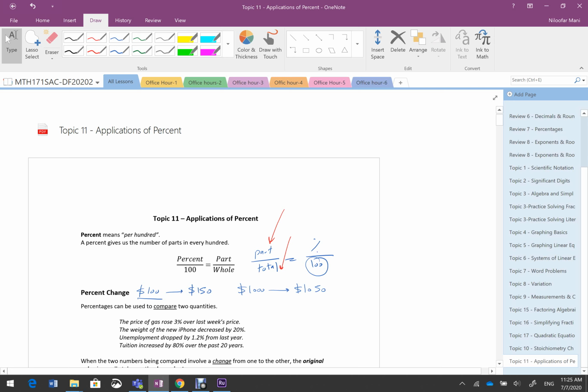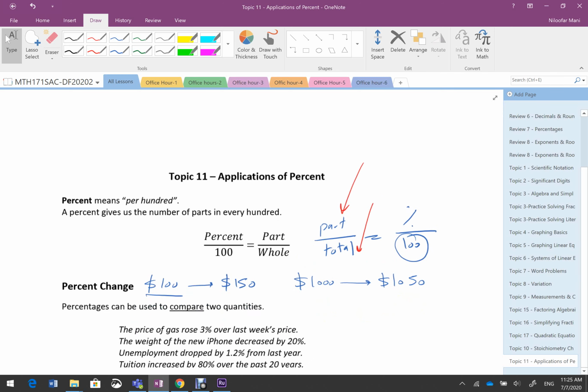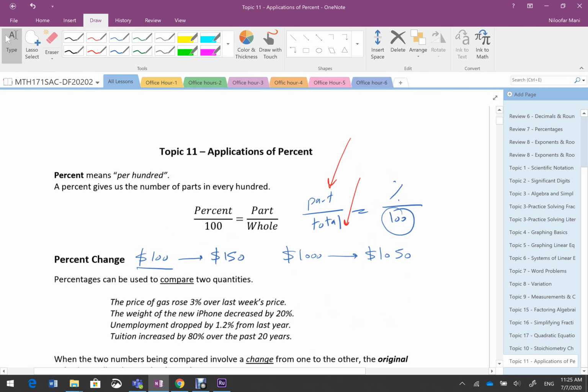So now we are moving to topic 11. Topic 11 is application of percent. Let me just zoom in. Okay, so application of percent. We will see different definitions of percentage, starting from percent change, percent error, percent yield, and concentration and those things. For many of them you heard before, so you know about them.